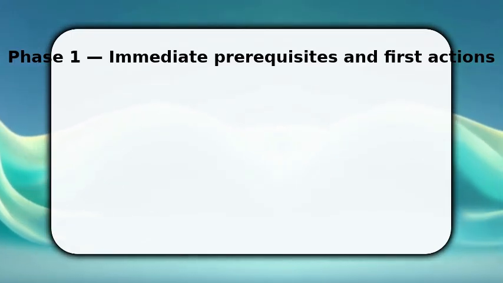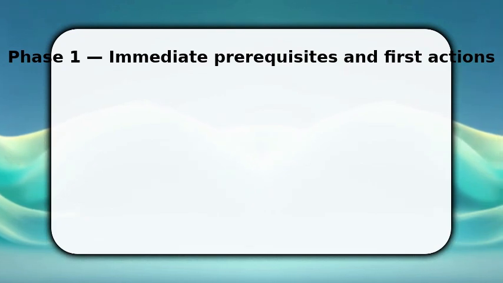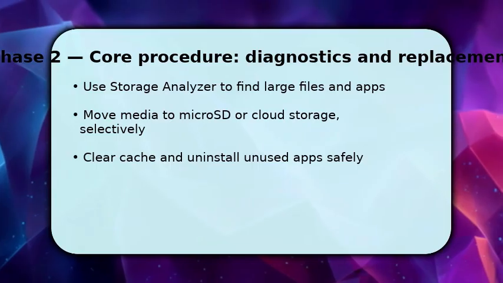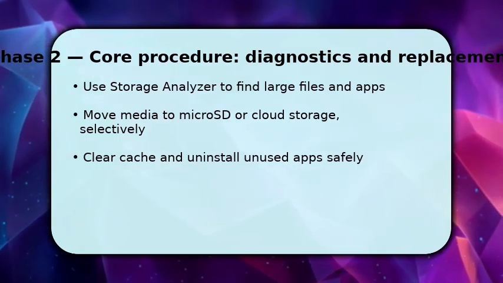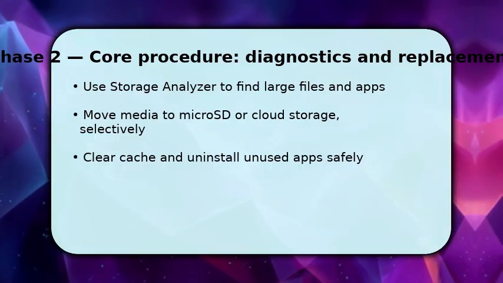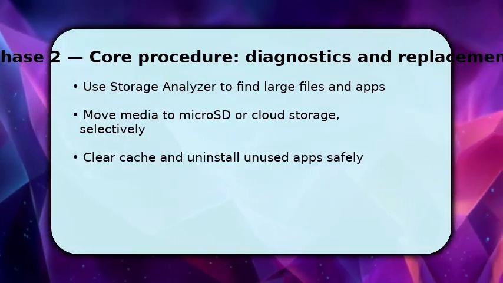Once you're in storage, use the analyzer to identify large files and heavy apps so you know what to remove or move. Move photos, videos, and downloads to a micro SD card or cloud. Selectively transfer folders rather than everything to keep needed items local.